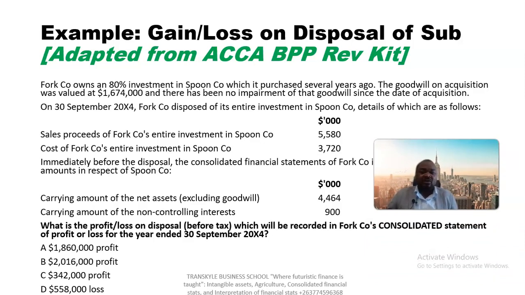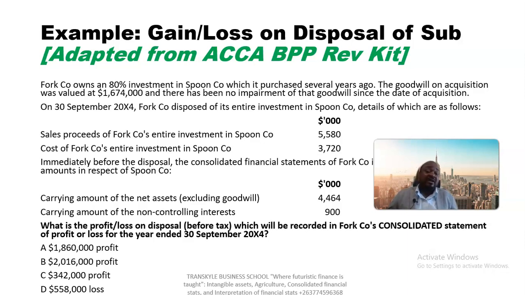Now, the question: what is the profit or loss on disposal before tax, which will be recorded in Foco's consolidated statement of profit or loss for the year ended 3rd September 2024? Okay, so the statement before tax simply is telling you that you need not worry about any taxation impact on the disposal. Just ignore taxation for now.